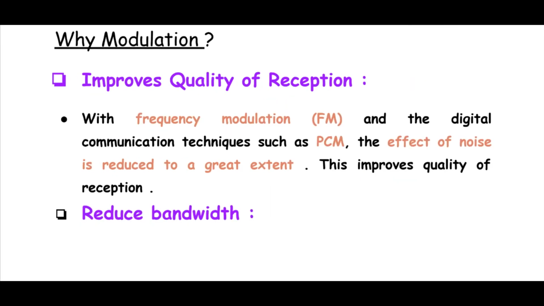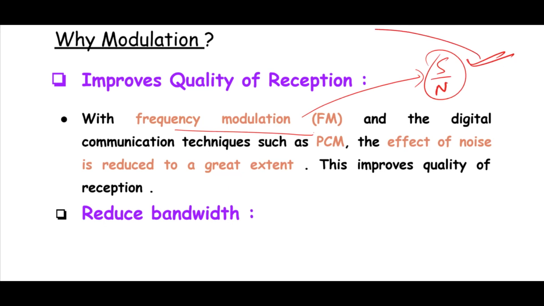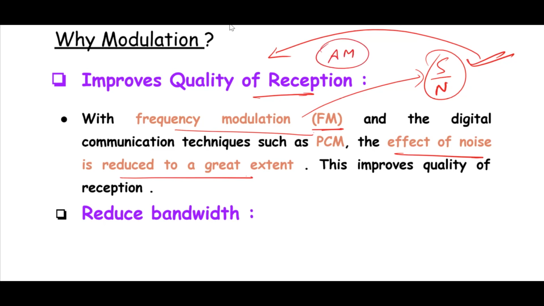We have modulation schemes like FM, right? They offer a very high signal to noise ratio. This will definitely help in improving the reception quality. That is why the effect of noise is greatly reduced in schemes like FM, and even in PM we have reduced the noise to some extent. I mean, it is better than AM, but less than FM, right?